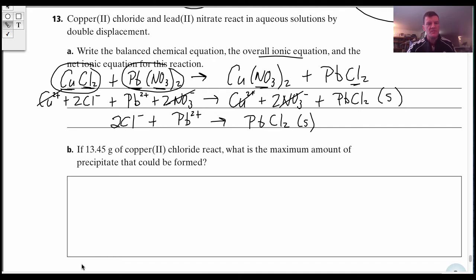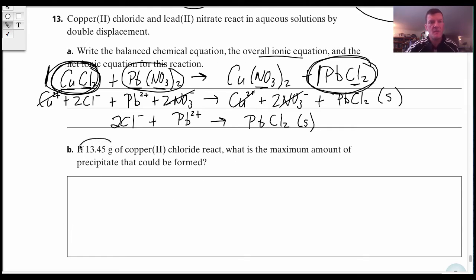Oh, and there's a follow-up question here. It says, if 13.45 grams of copper 2 chloride, that's this guy, copper 2 chloride, react, what is the maximum amount of precipitate that could be formed? This is where we have to do a little stoichiometry. Now, in our balanced equation, it is a 1-to-1 ratio for our copper 2 chloride and the precipitate of lead chloride. So however many moles of copper 2 chloride I have, that's exactly the same number of moles of lead chloride.